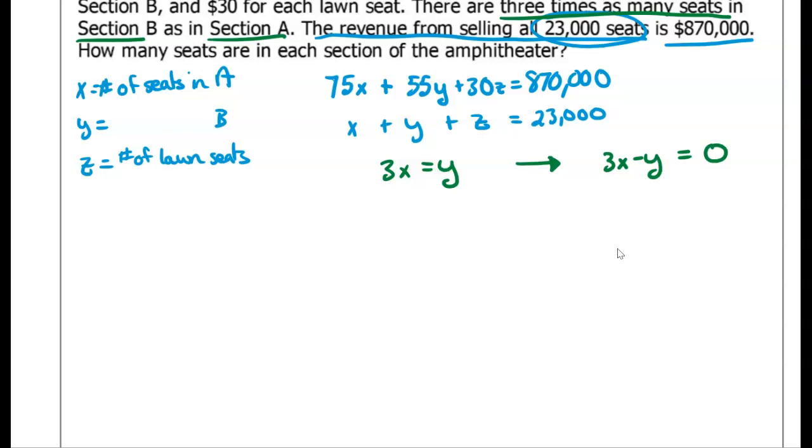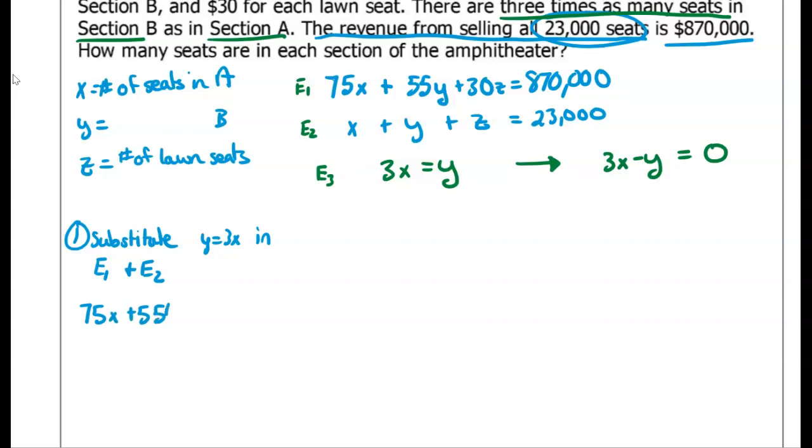So honestly, since I already have y equals 3x, I think substitution would be a pretty good way to go. So what I think I'm going to do is first substitute in y equals 3x in equation 1 and equation 2. So I'm going to call this equation 1 and equation 2, and this is equation 3. All right, so if I do that, then in equation 1, I have 75x plus 55, and instead of y, I'm putting 3x, plus 30z equals 870,000.